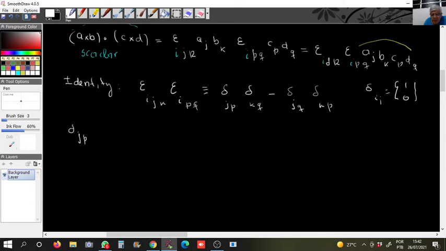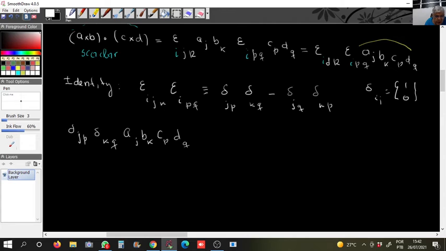delta JP delta KQ, okay, applied to AJ, BK, CP, DQ. I'll separate both terms, okay? And the other one, I will apply this minus here.